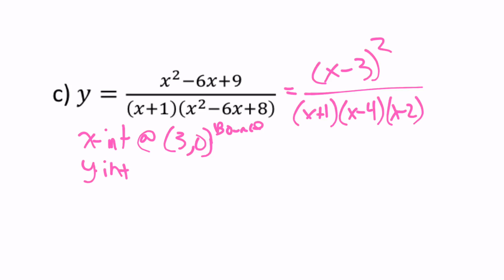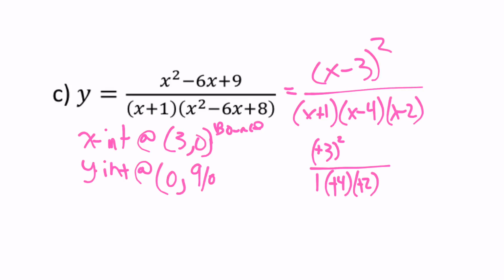Y-intercept, where's that going to happen? I don't know. Let's figure it out. Plug in 0, so we get negative 3 squared in the top over 1 times minus 4 times minus 2. Double negative, that's gone. That's squared, so that will also be positive. So I get 3 squared is 9 over 4 times 2 is 8. So my y-intercept will be at 0, 9 eighths right there.